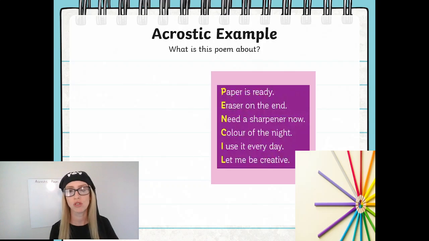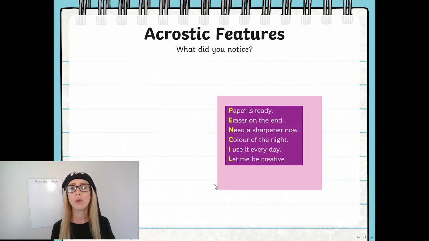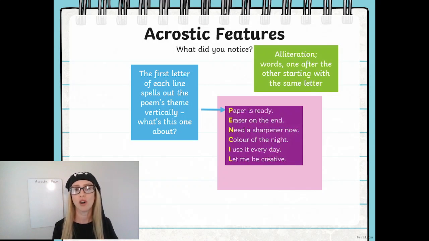This author has not used just random ideas. It's to do with the topic that is written vertically up and down, okay? So what do we notice about an actual acrostic poem? There are certain rules we need to make sure we're doing when we're writing acrostic poems. So the first letter of each line spells out the poem's theme vertically. So the first letter of this line is P. First letter of this line is E, N, C, I, L, which spells out pencil. And the author uses those letters to start the sentences.